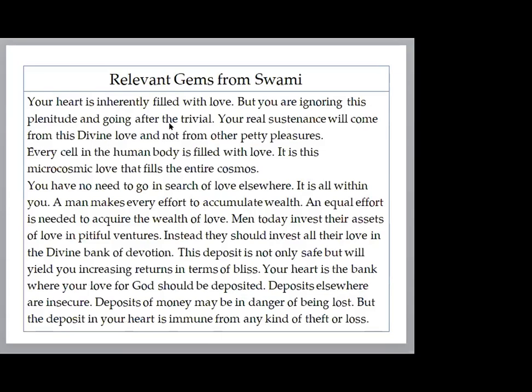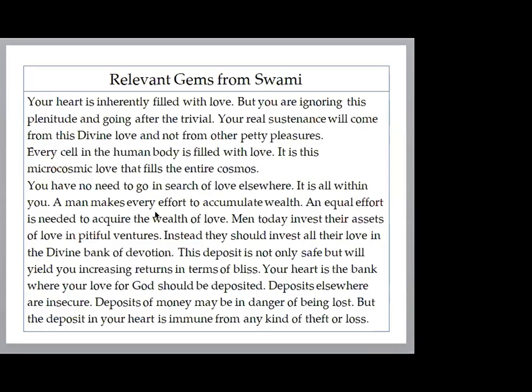Your heart is inherently filled with love, but you are ignoring this plenitude and going after the trivial. Your real sustenance will come from this divine love and not from other petty pleasures. Every cell in the human body is filled with love. It is this microcosmic love that fills the entire cosmos. You have no need to go in search of love elsewhere. It is all within you.